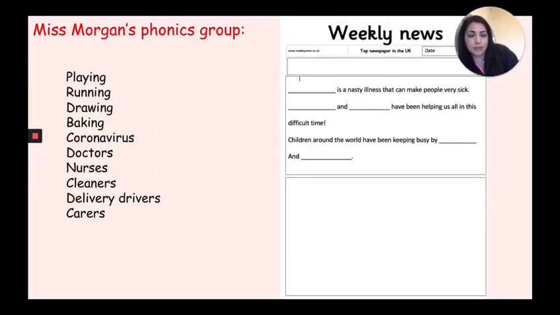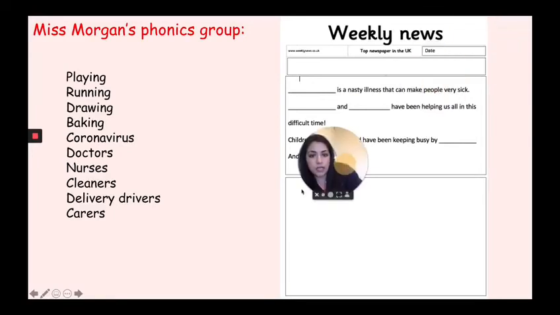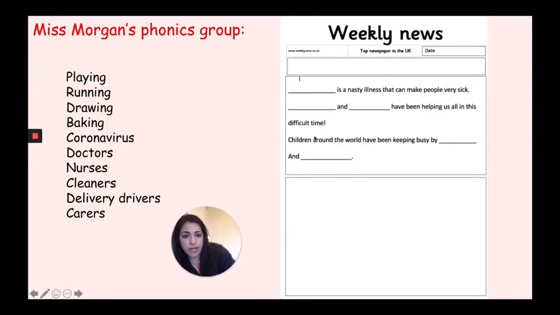If you're in Miss Morgan's phonics group, I've got this newspaper template, which is also on the Grange website. You'll need to put the date, you'll need to make your own headline for the news report, and you're going to fill in the missing gaps for these sentences using some of these words. Not all of them, because I've given you quite a few words to choose from, and there aren't that many gaps, so you can choose which words you want to use.